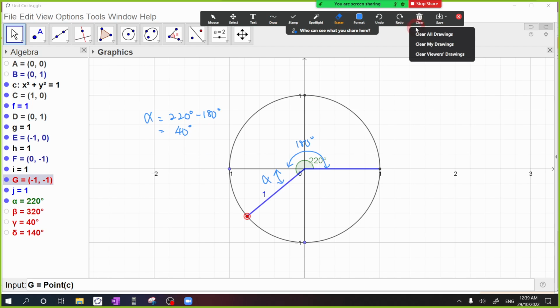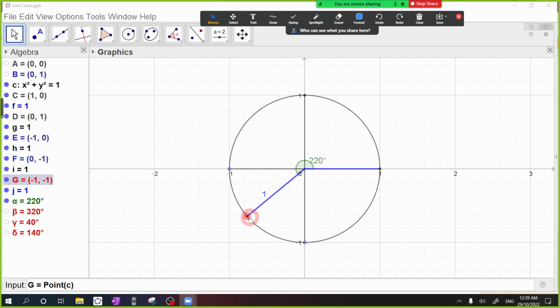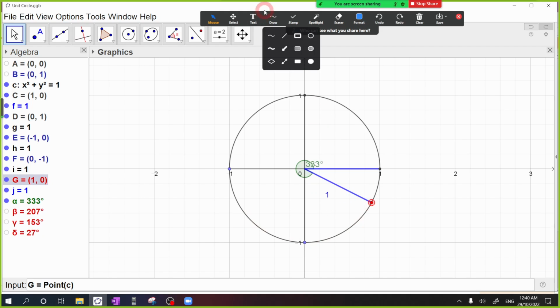Okay, let's move on to the last quadrant. If the angle comes to the last quadrant, where is the reference angle? Always remember, the reference angle is always the angle between the terminal side, where the angle stops, and the x-axis. The reference angle is over here. Okay, how do we get the size of this angle?